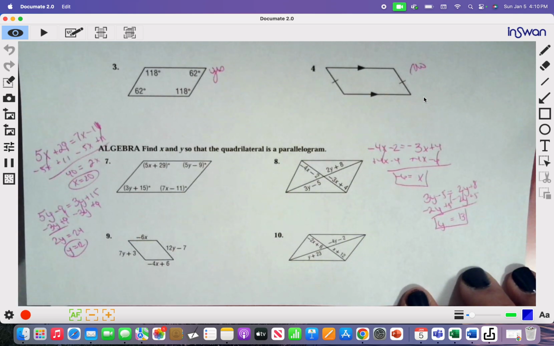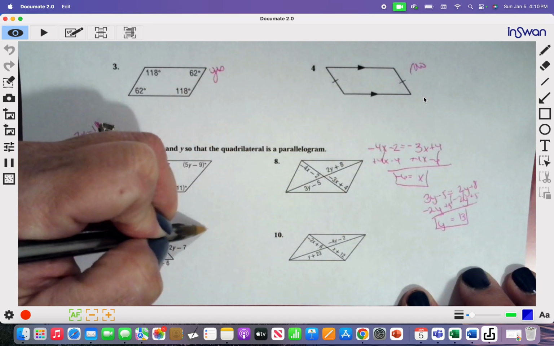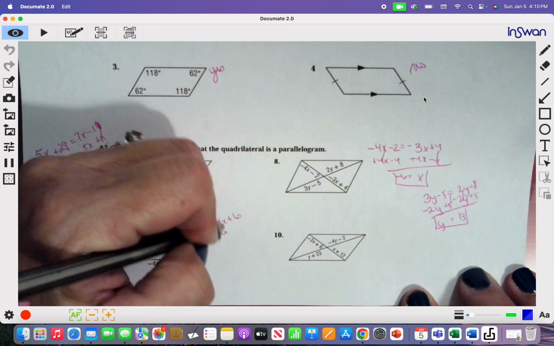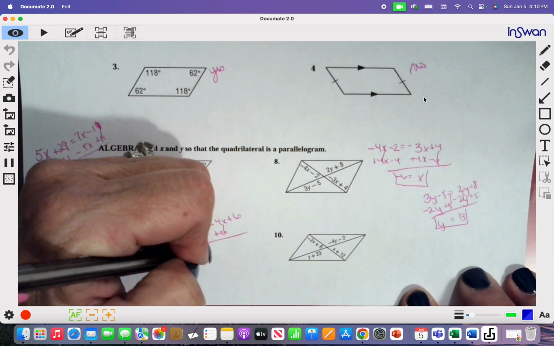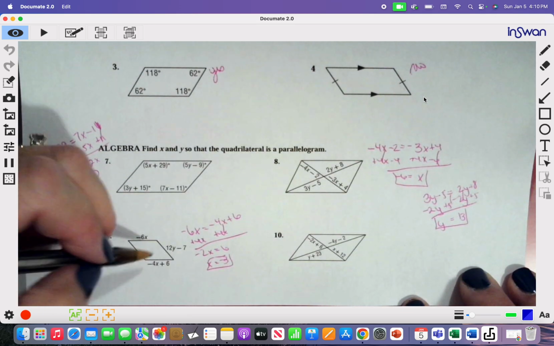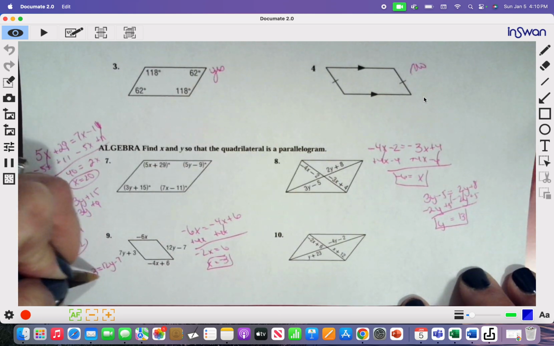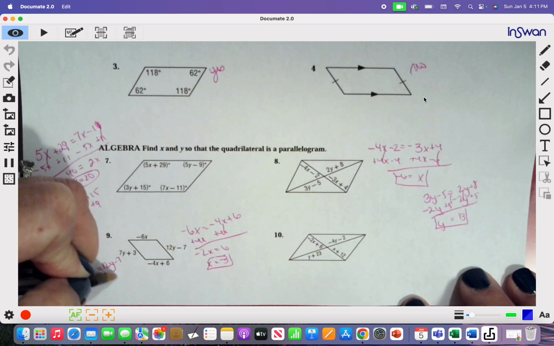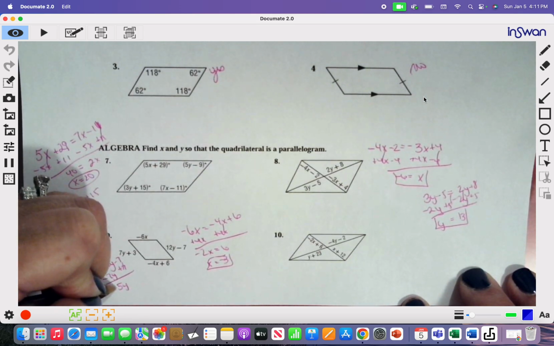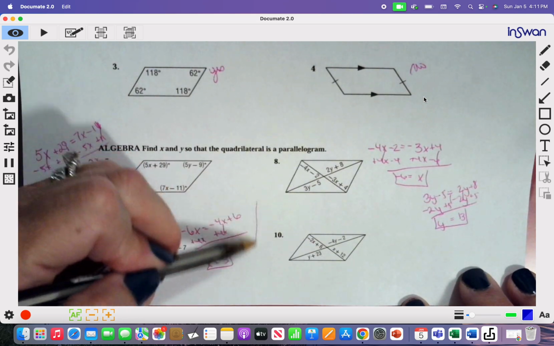And for number 9, opposite sides are congruent. So negative 6x equals negative 4x plus 6. So x equals negative 3. And again, opposite sides are congruent. So y equals 2.